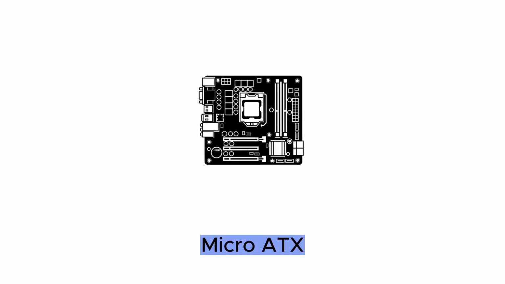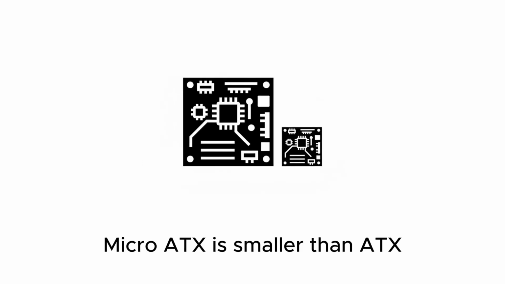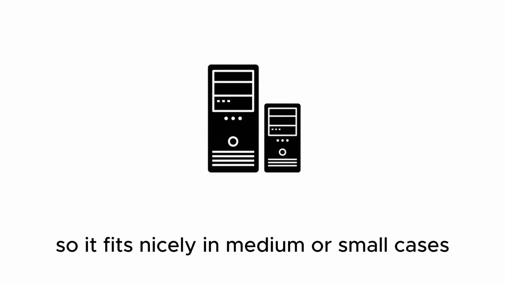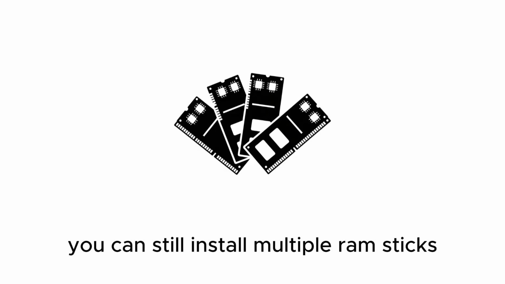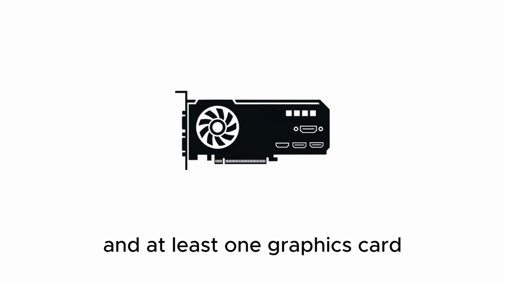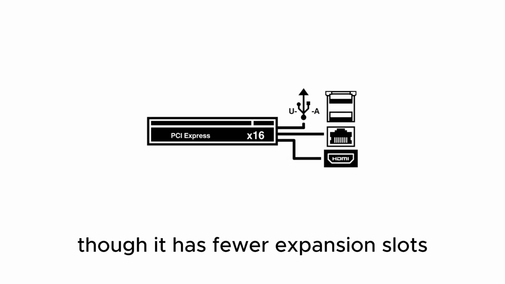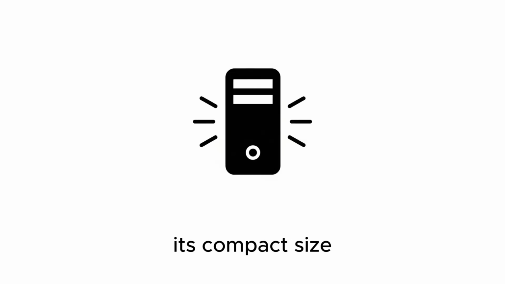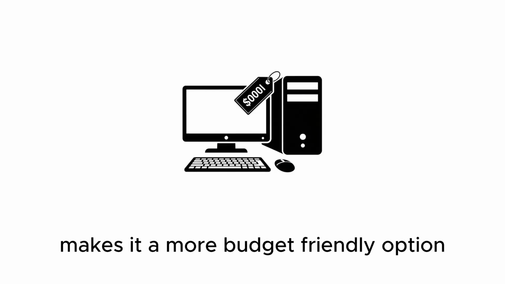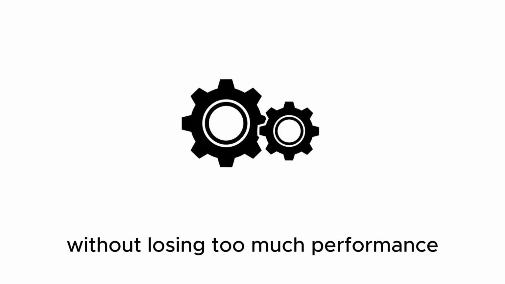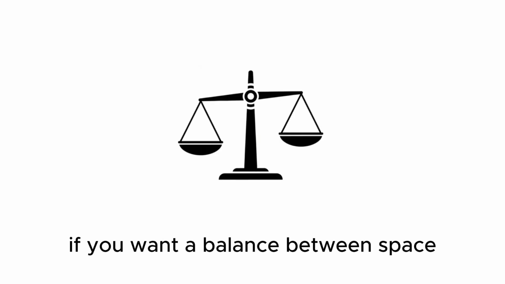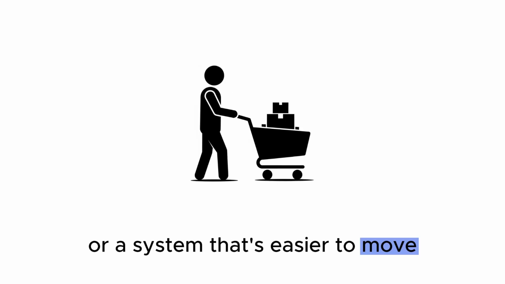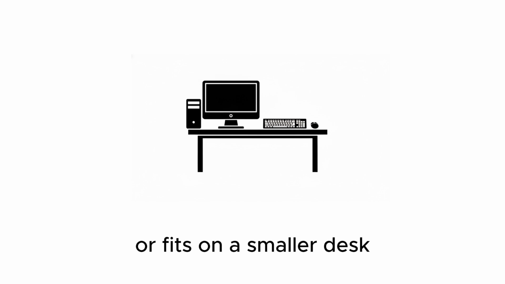Micro-ATX. Micro-ATX is smaller than ATX and takes up less space, so it fits nicely in medium or small cases. You can still install multiple RAM sticks and at least one graphics card, though it has fewer expansion slots and extra connections than a full-size ATX. Its compact size makes it a more budget-friendly option without losing too much performance. Micro-ATX is perfect if you want a balance between space, cost, and functionality, or a system that's easier to move or fits on a smaller desk.